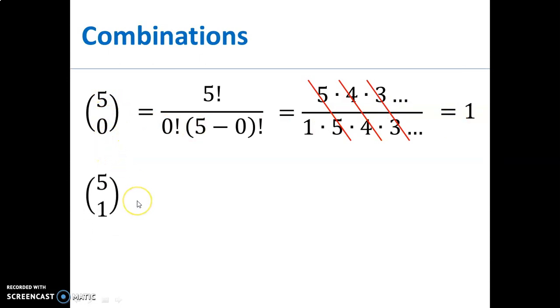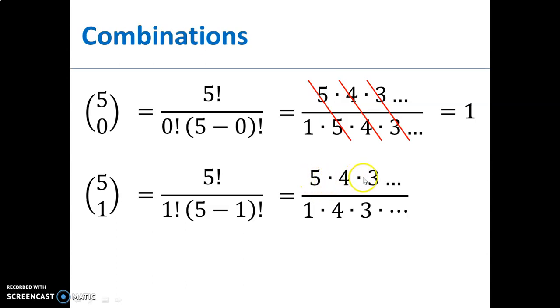All right, try this next one. 5 choose 1. Okay, using the formula, 5 factorial on the bottom, 1 factorial, and 5 minus 1 factorial. So again, 5 factorial, 5 times 4 times 3, dot dot dot, on. And on the bottom, 1 factorial, so 1, and then 5 minus 1 is 4 factorial, so 4 times 3 times, etc. Now what cancels here? Well, the 4's cancel, the 3's cancel, and then the 2, 1, all that would cancel, and you're left with just 5 over 1, which is 5.